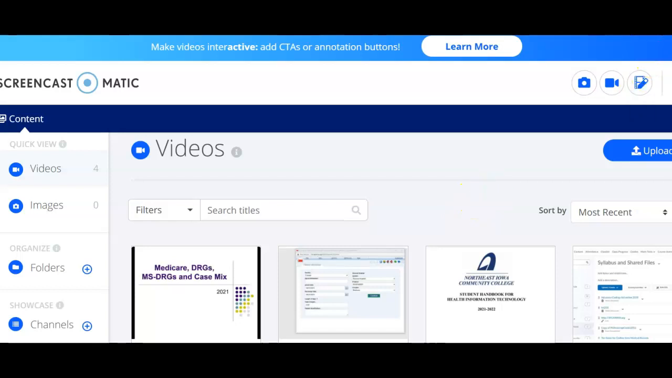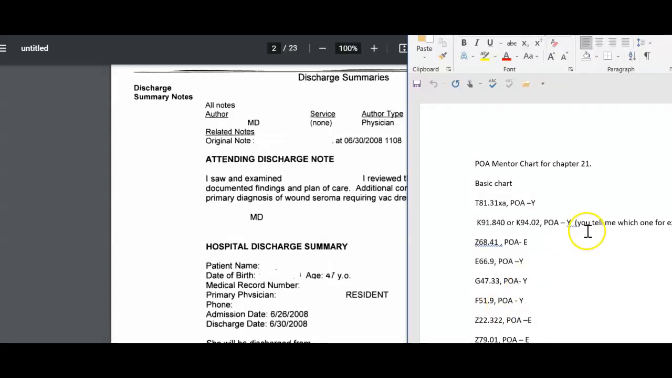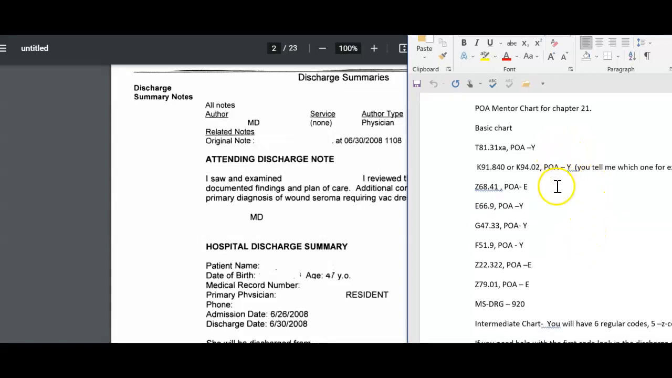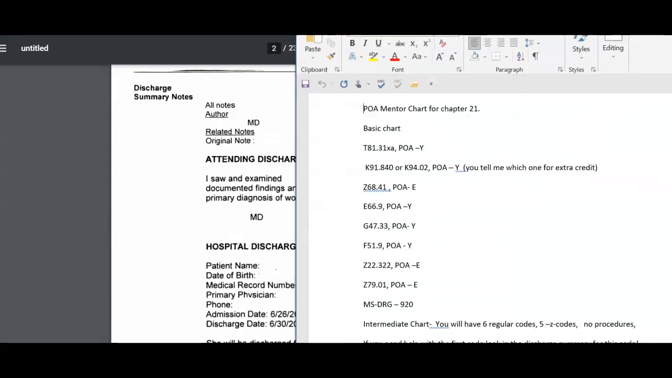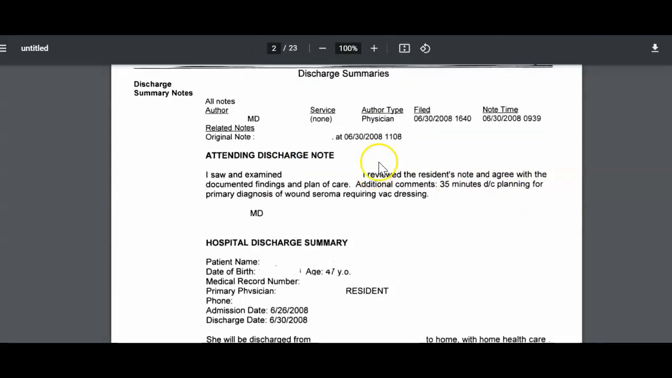Hi students, I am going to do your first chart with you. It's going to be the basic one, for which you do have the answers. So here are the answers, but I am going to go through the chart itself. So let's go ahead and start here.